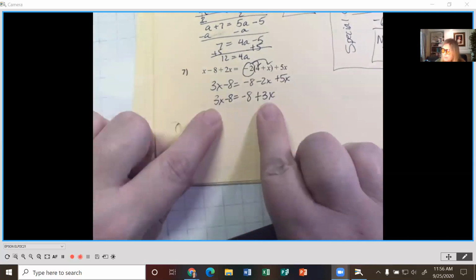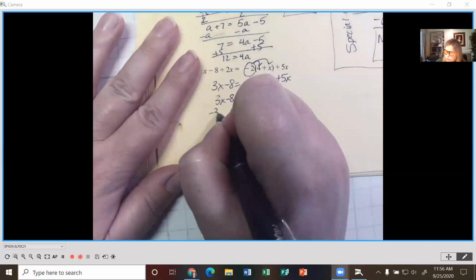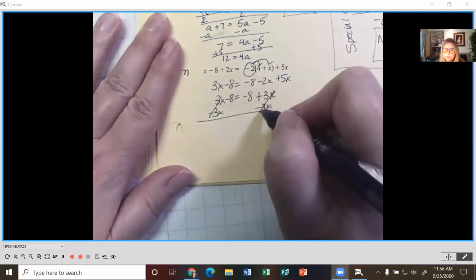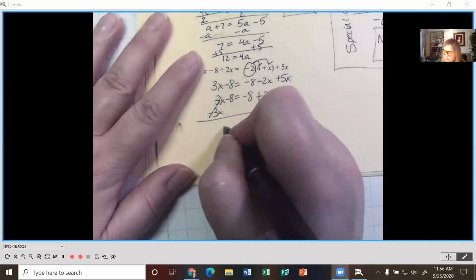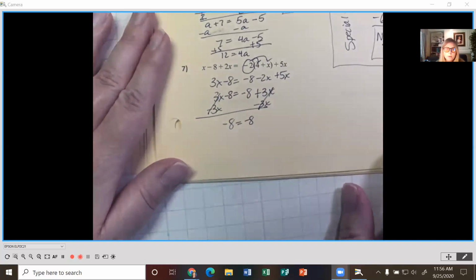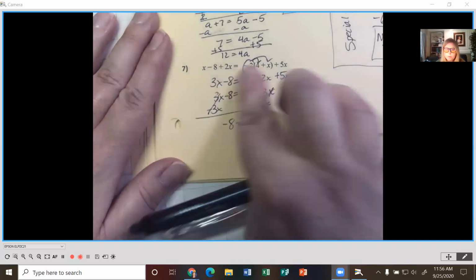Okay, when I want to get my x's together, so if I do minus 3x to try to combine like terms, what happens is they both cancel out. And I end up with this, negative 8 equals negative 8. When does negative 8 equal negative 8? Always. So this is always going to be true no matter what value I put in for x.